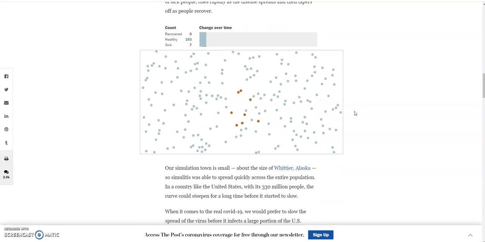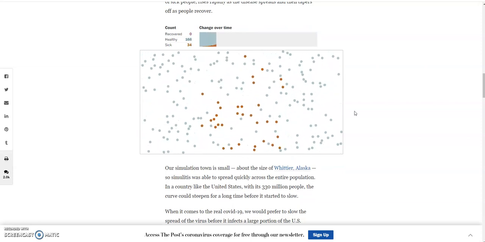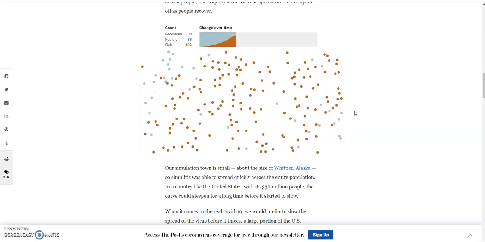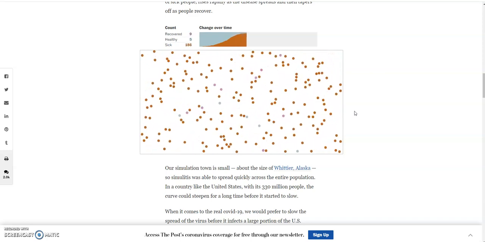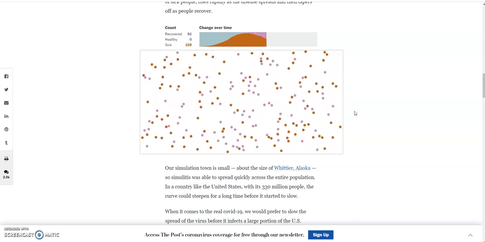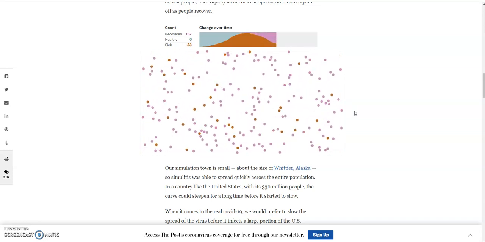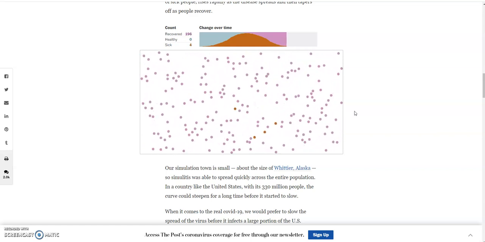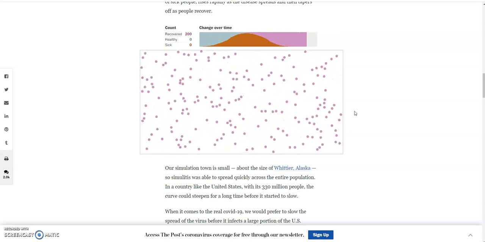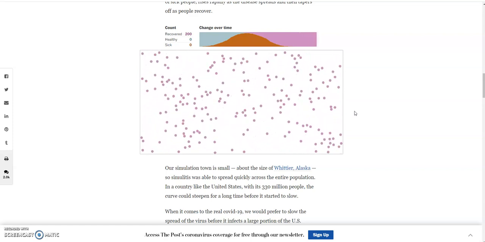What's really cool is it shows you animations of why flattening the curve matters, and why we're currently not in school. For instance, this is if we were all moving around in society, interacting with each other. It measures how many people are healthy to sick and how many people recover, and then it shows you the exponential curve increasing as well as the healthy number decreasing.